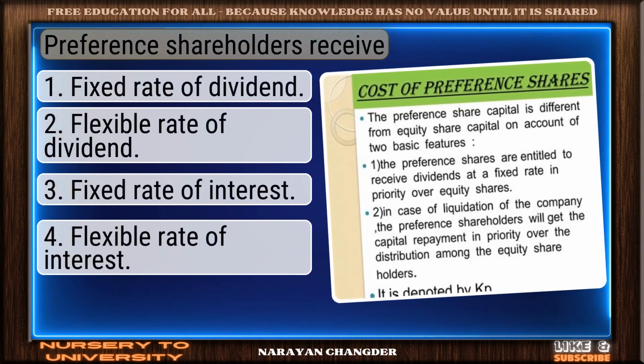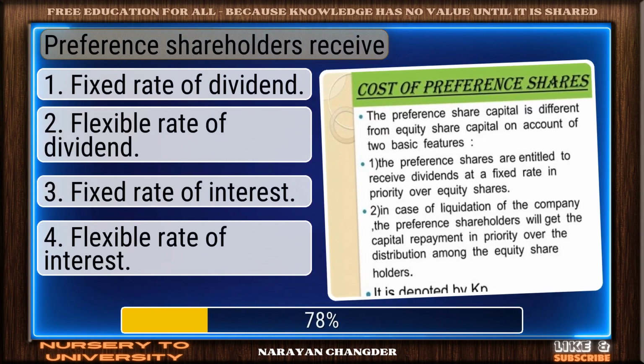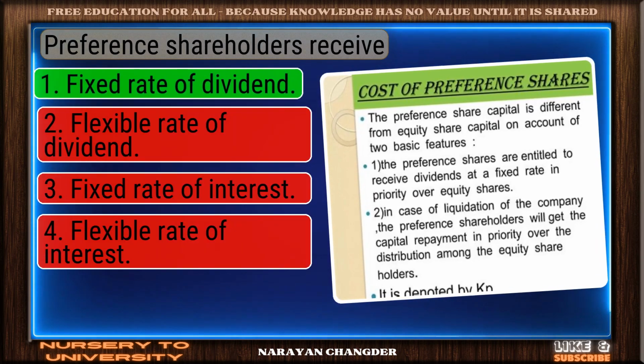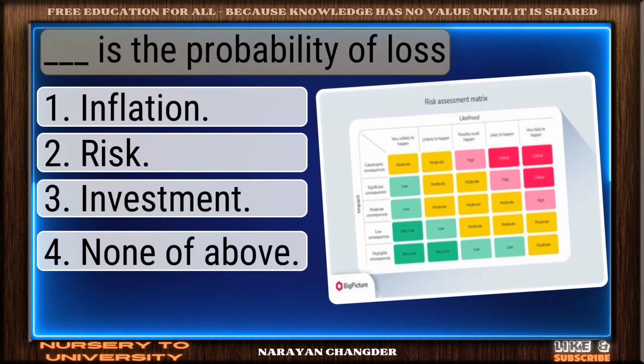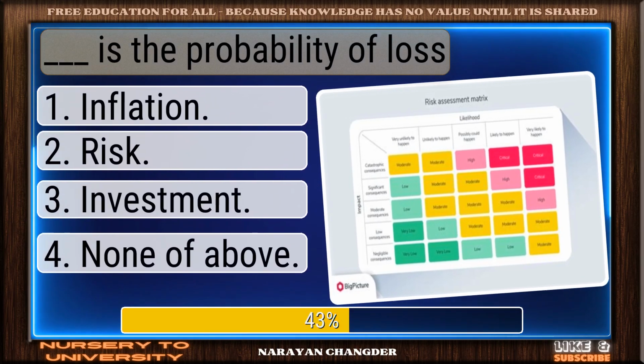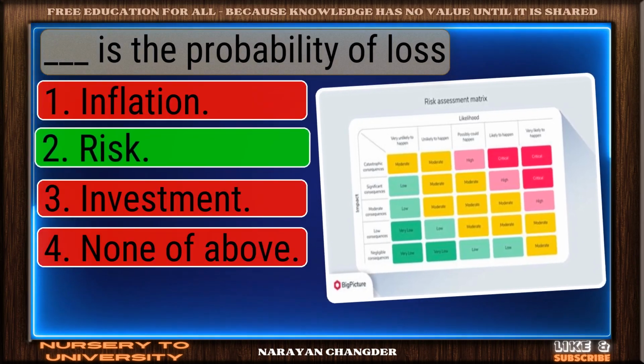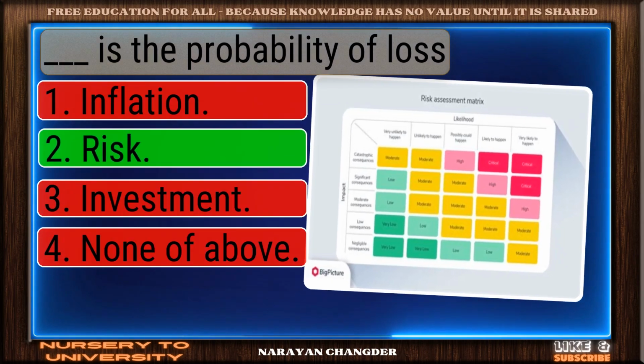Preference shareholders receive. Right again. Fixed rate of dividend is a valid answer. Dash is the probability of loss. Excellent choice. Risk is the right answer.